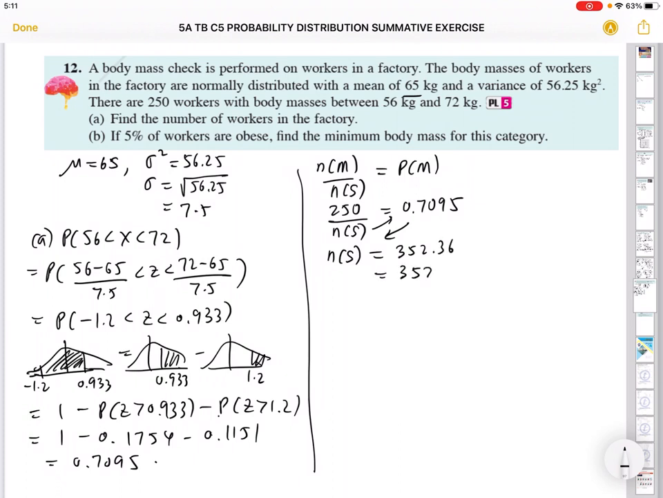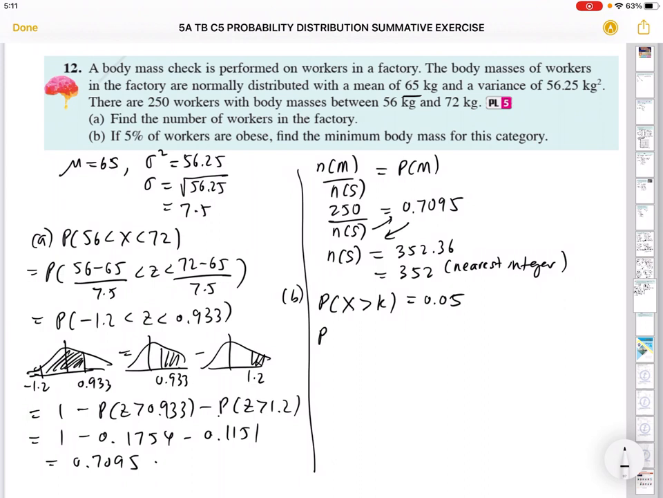So part B, if 5% of workers are obese, find the minimum body mass. Okay, 5% obese, X more than, let's say the cutoff for obese will be K, equals 0.05, 5%. Here, this is quite clear cut. It has to be on the right hand side. We know that K should be here, because it's the top 5%, 0.05.